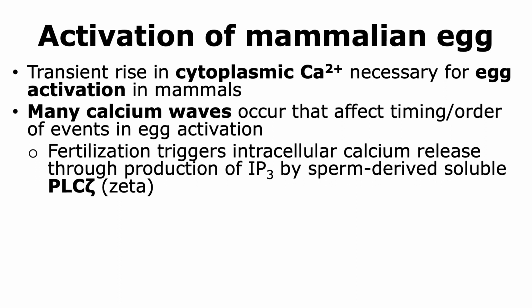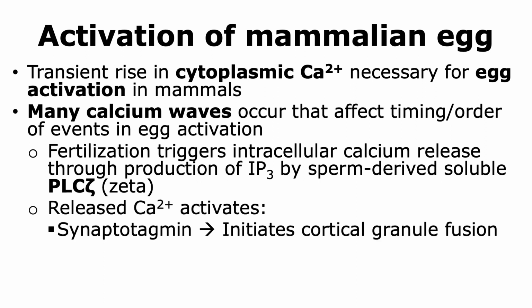Now, fertilization triggers intracellular calcium release through the production of IP3, the same way that we saw in the case of sea urchins. But in this case, the production of IP3 is actually by a sperm-derived soluble phospholipase C-zeta. Now, the released calcium can have many functions.